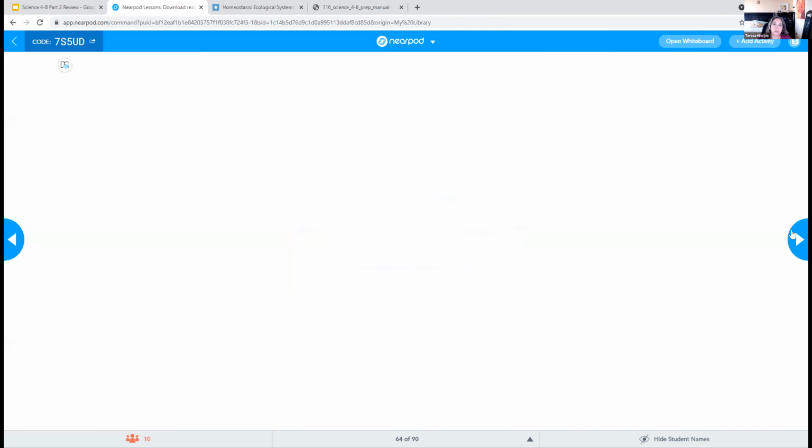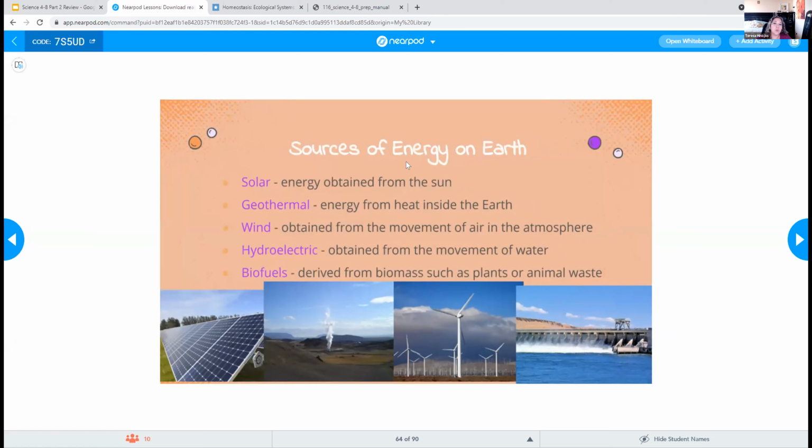Okay, and so when it comes to Earth, there are a whole bunch of types of energy aside from the sun that you do have to know about. Solar energy is obviously obtained from the sun. Geothermal is energy from the heat on the inside of the Earth. Wind, you can have windmills to capture that one, from the movement of the air in the atmosphere. Hydroelectric is at dams, that's how they produce that one. And then biofuels are from biomass such as plants or animal waste, and that's how they make fuel out of that one. So those are just different sources of energy.